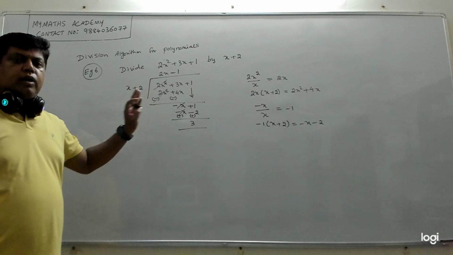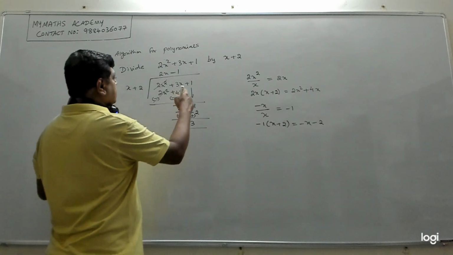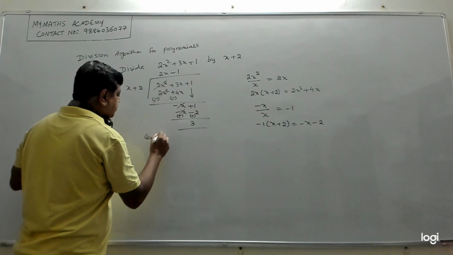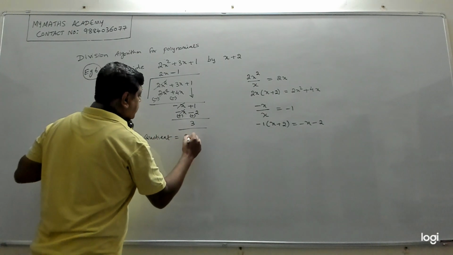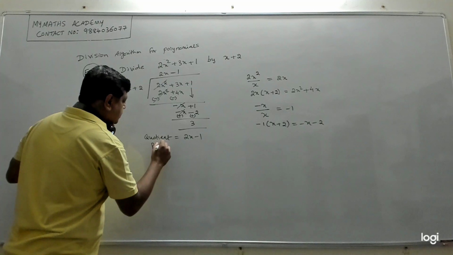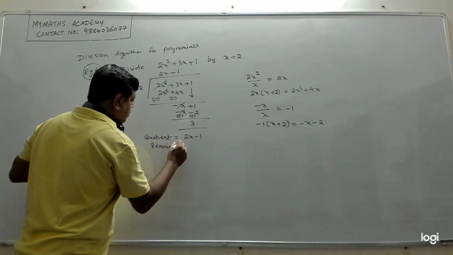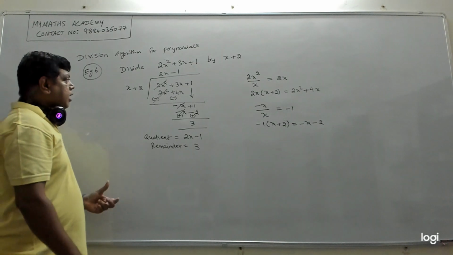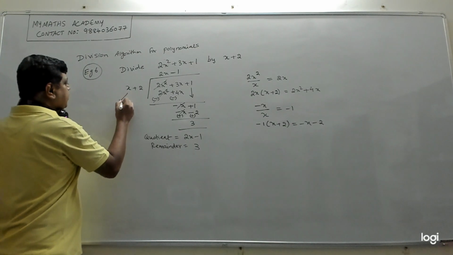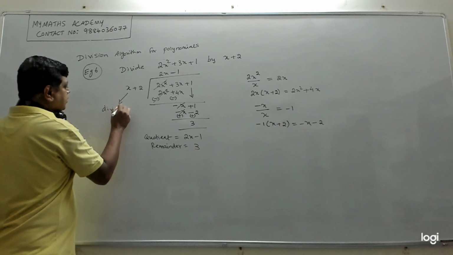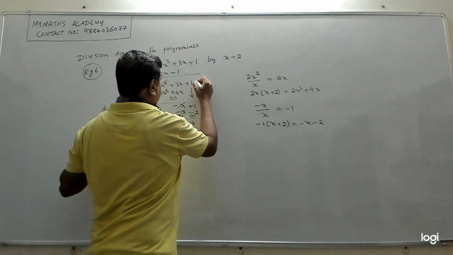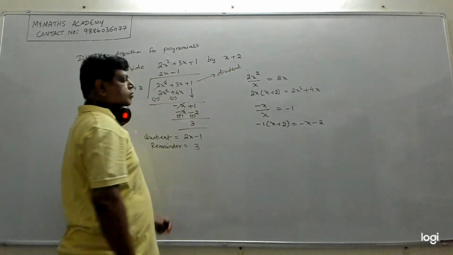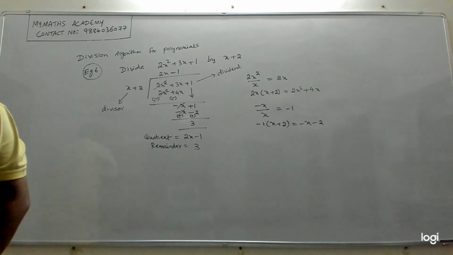So we have done the division of polynomials. This is the quotient and this is the remainder. So the quotient is 2x minus 1. The remainder is 3. Fine. And this we call the divisor. This polynomial is the divisor and this polynomial is the dividend.